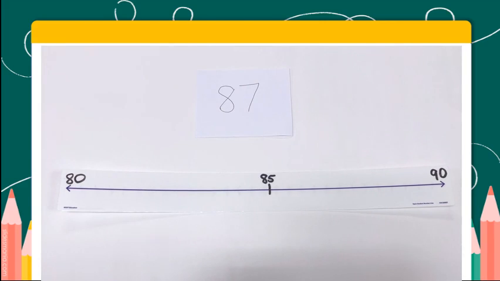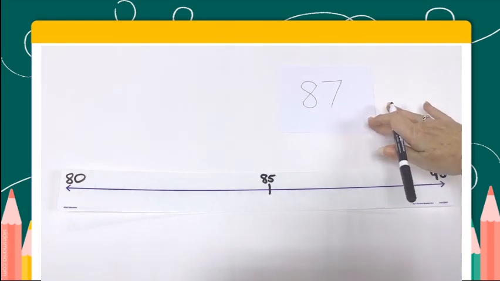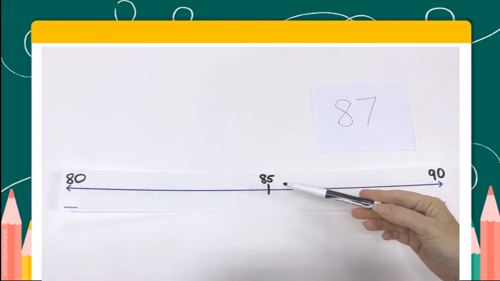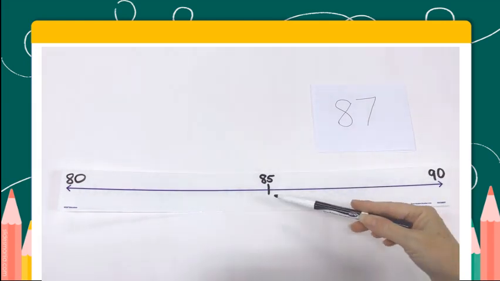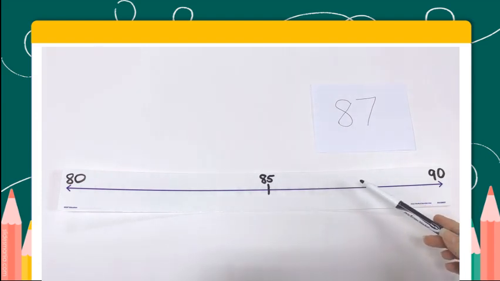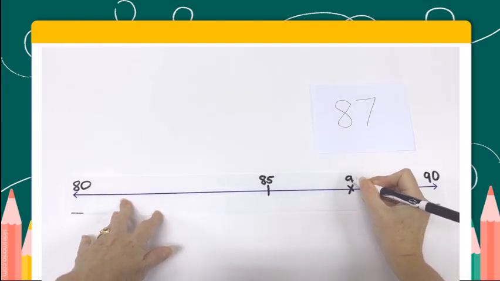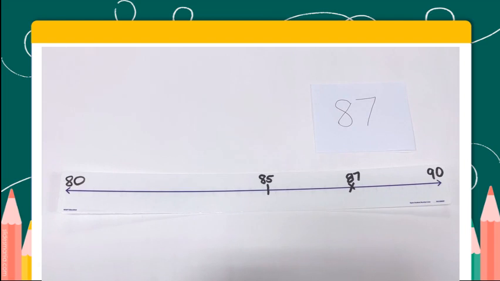The number 87 is closer to 90 than 80. Therefore, when rounding to the nearest 10, 87 rounds to 90. As I look at the spaces between 85 and 90, I can almost imagine equal parts: 85, 86, 87, 88, 89, 90. So I can add 87 on my number line too. This helps me to visually see how 87 rounds to 90.